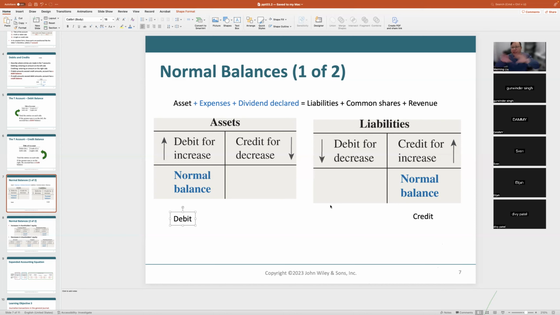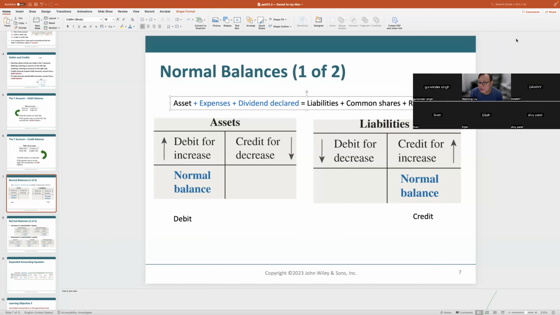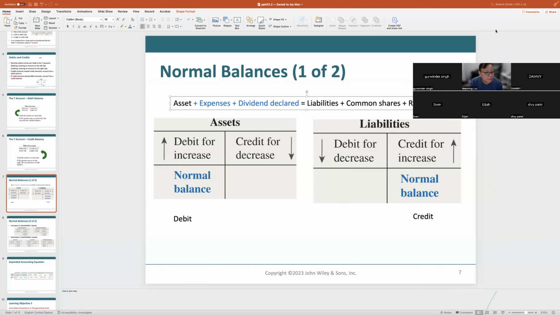So the point is, for each entry, when I debit and credit for the same amount, my equation is always balanced. Think about this, right? Because the left side is the debit, the right side is credit. For each entry, when I debit and credit for the same amount, my equation should always be balanced, right? Okay, does this make sense, guys? Give me a thumbs up. Okay, good.